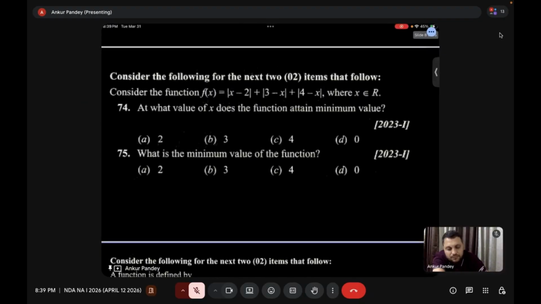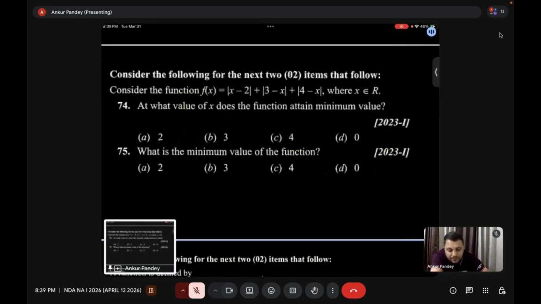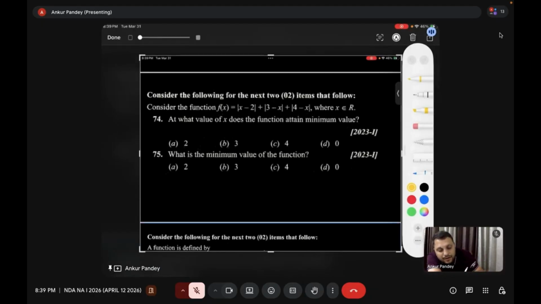Good. Next. Consider the function. So the first box becomes 0 when? At x equal to 2. The second box becomes 0 when? At x equal to 3. And the third box becomes 0 when? At x equal to 4. As soon as this kind of question comes, you will divide the function behavior on a number line. So you have 2, 3 and 4. No other point? Yes or no? Good.